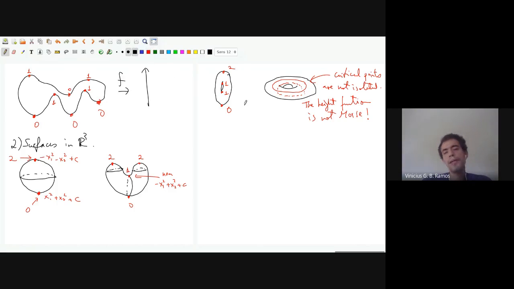But anyway, it doesn't matter. You can choose another function, which is Morse, which is the height function if you put the torus vertically. And it's kind of clear to see that you can do that for any surface of any genus. And if you do that, you're going to have one index 2 critical point, one index 0 critical point, and you have 2G index 1 critical points, where G is the genus, the number of holes in the surface.